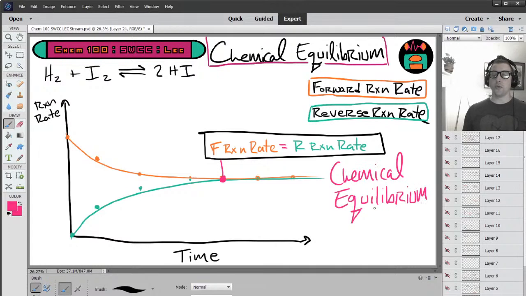This is also referred to as the equilibrium condition, when the forward rate and the reverse rate are equal to each other. That is the equilibrium condition. And every reversible reaction will get there eventually, where the forward rate and the reverse rate become the same.